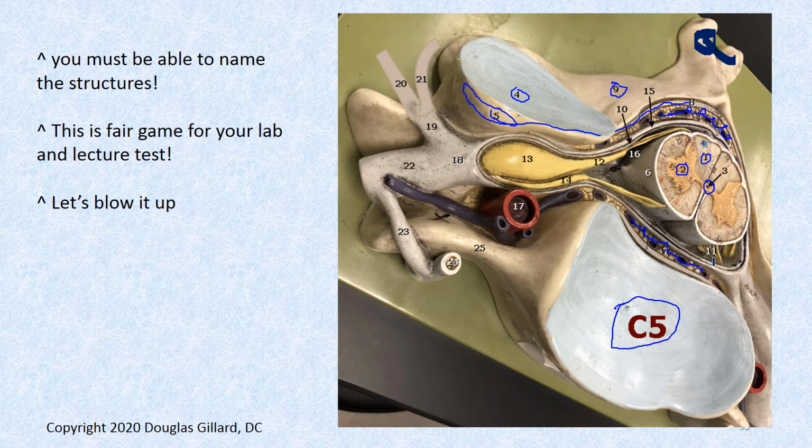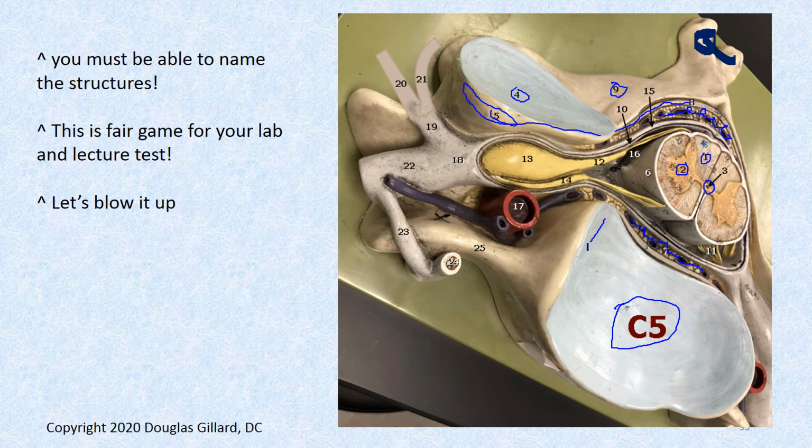No, it's not roots. Those are rootlets. Are they ventral? Are they motor or sensory? Well, motor is anterior, so these are the motor rootlets. Of which nerve? C5. This is C5.